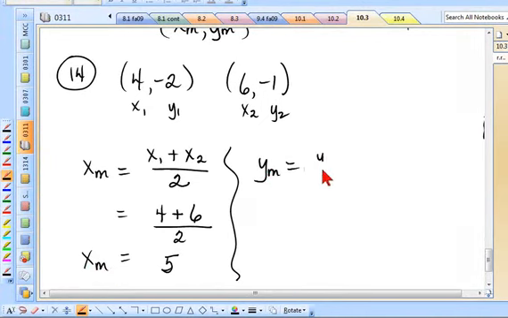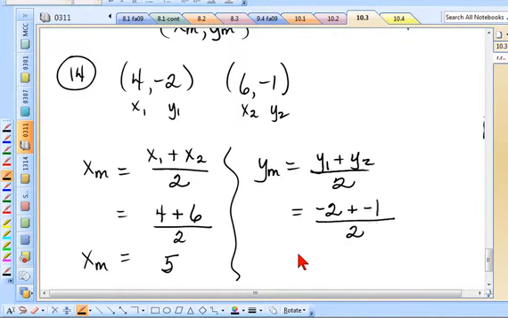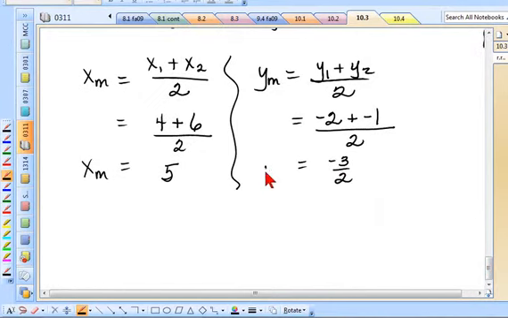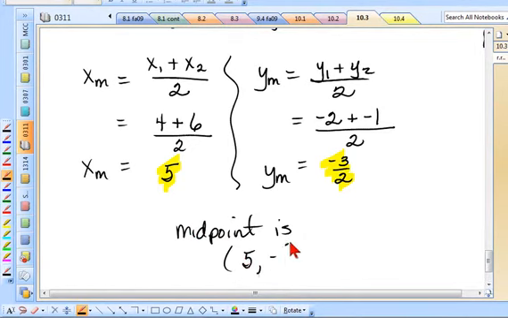Y sub m is y1 plus y2 over 2. It's the average. That's going to be -2 plus -1 all over 2. That's -3 over 2. Because it does not divide evenly, I'm going to leave it. I have an x-coordinate. I have a y-coordinate. I am to enter these as an ordered pair. The midpoint is 5, -3 over 2. And number 15 is done just like this. Just watch out for your negative signs.